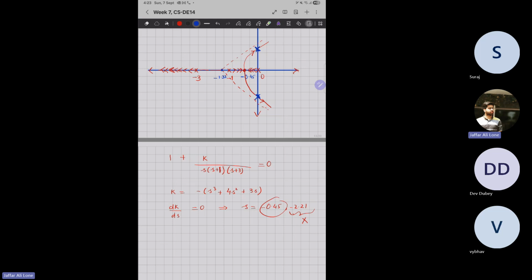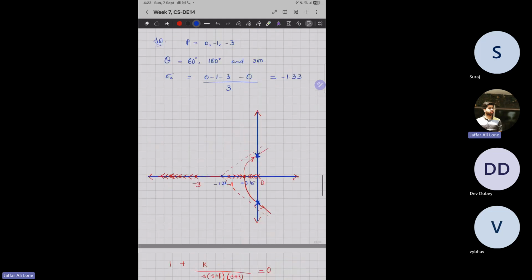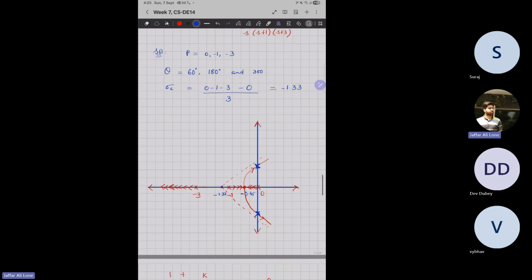So this angle of arrival and angle of departure, there are other ways also to find these angles. Like we have to consider the angles from all other poles. So that's what I have done actually. I did it mathematically. We can also do that from the graph itself. So we will discuss that again when we see the controller design or lead and lag compensator design. So then they will be more clear.